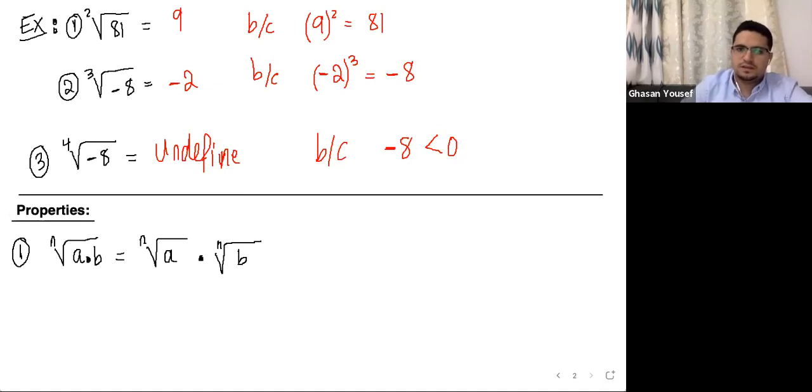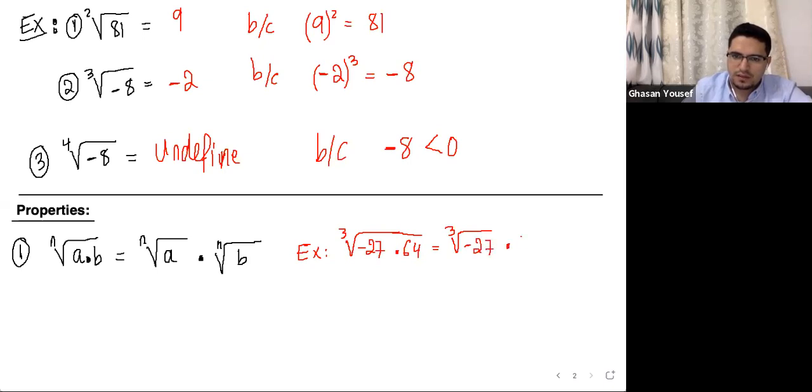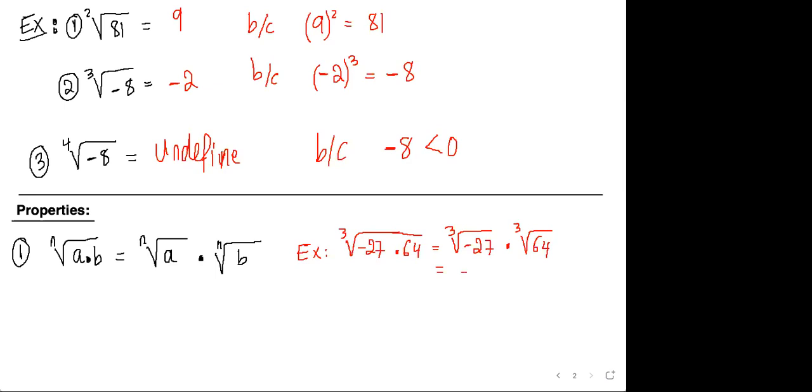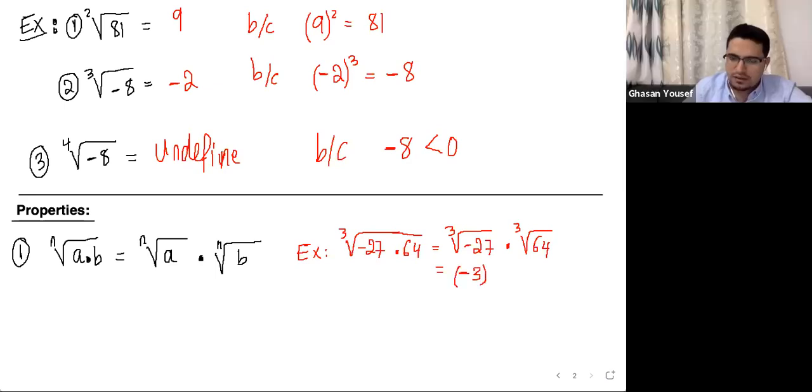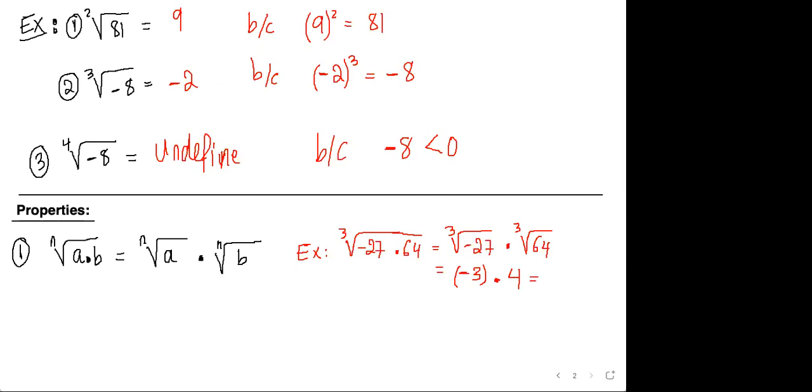Example for this, an easy example. The third root of minus 27 times 64. So this will give me the third root of minus 27 times the third root of 64. What is the cube root of minus 27? Negative 3. That's correct. And what is the cube root of 64? 4. So the answer is minus 3 times 4, which is minus 12.